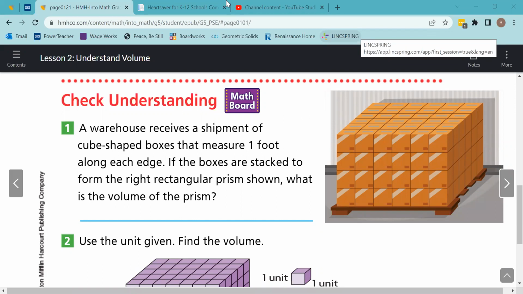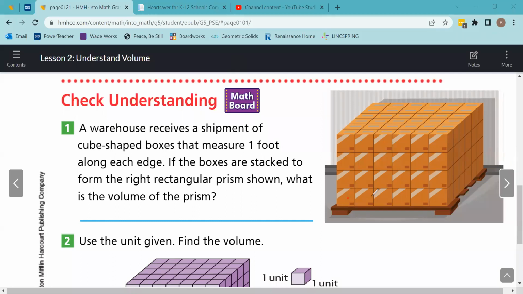Workbook page 101, check understanding. Number 1, a warehouse receives a shipment of cube-shaped boxes that measure 1 foot along each edge. If the boxes are stacked to form the right rectangular prism shown, again, a normal shape, not a goofy one where you're missing chunks of it, what is the volume of the prism? You know how to do this. We're going to just walk through it here.